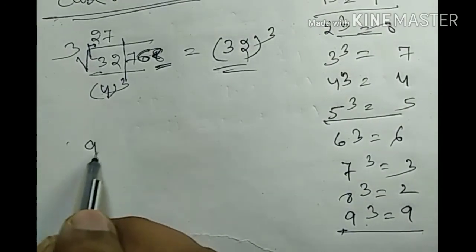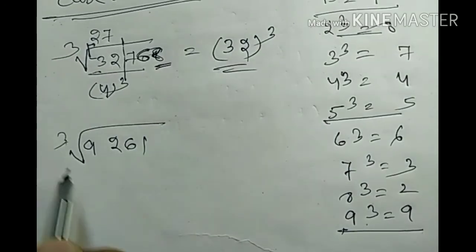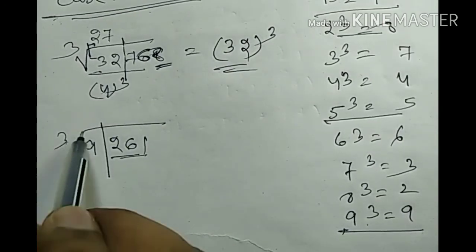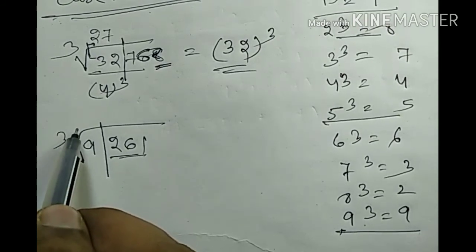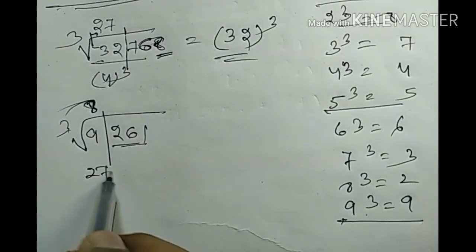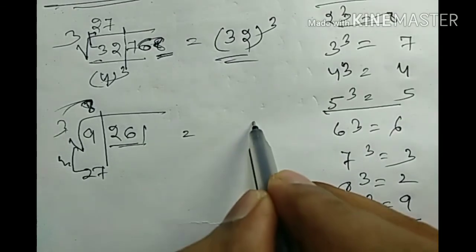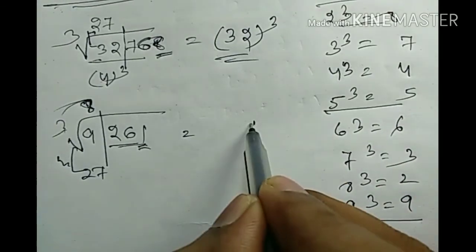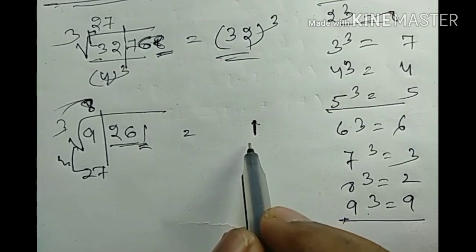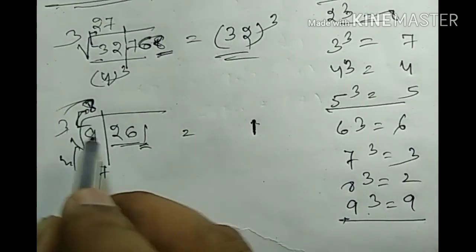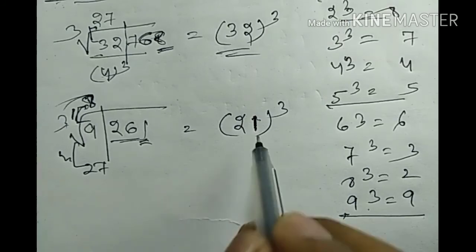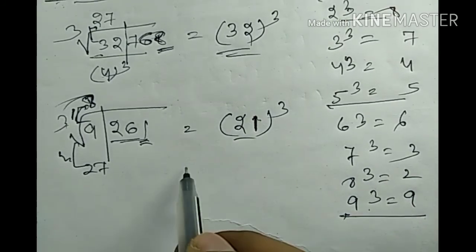Then another number, 9261. We separate 3 digits from the right side. Then we take the nearest cube, 2 cube, which is 8, and next is 3 cube, which is 27. The difference is very high, and here the unit place is 1. The cube of 1 gives 1 at unit place. So here the difference is less, that is 1. So 21 cubed gives the actual cube. The answer is 21.